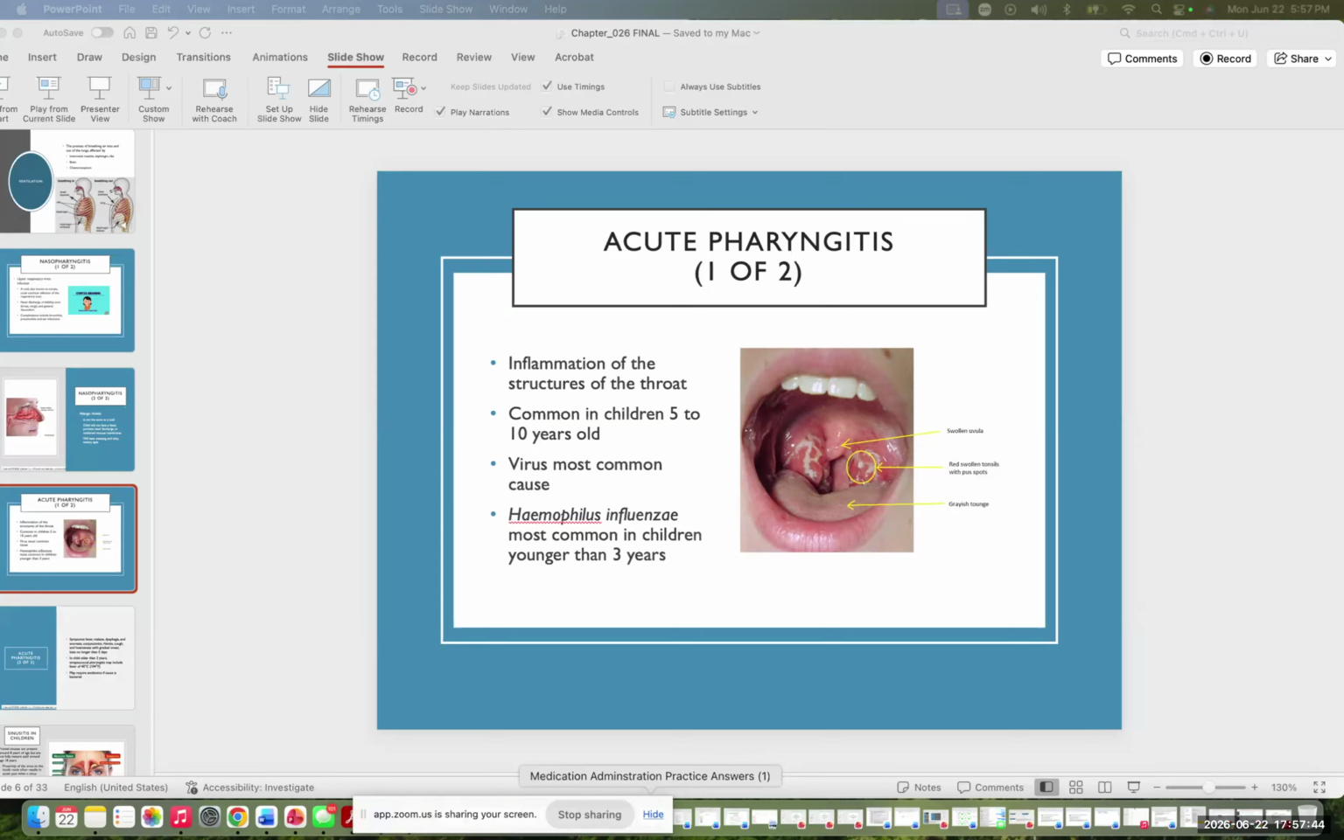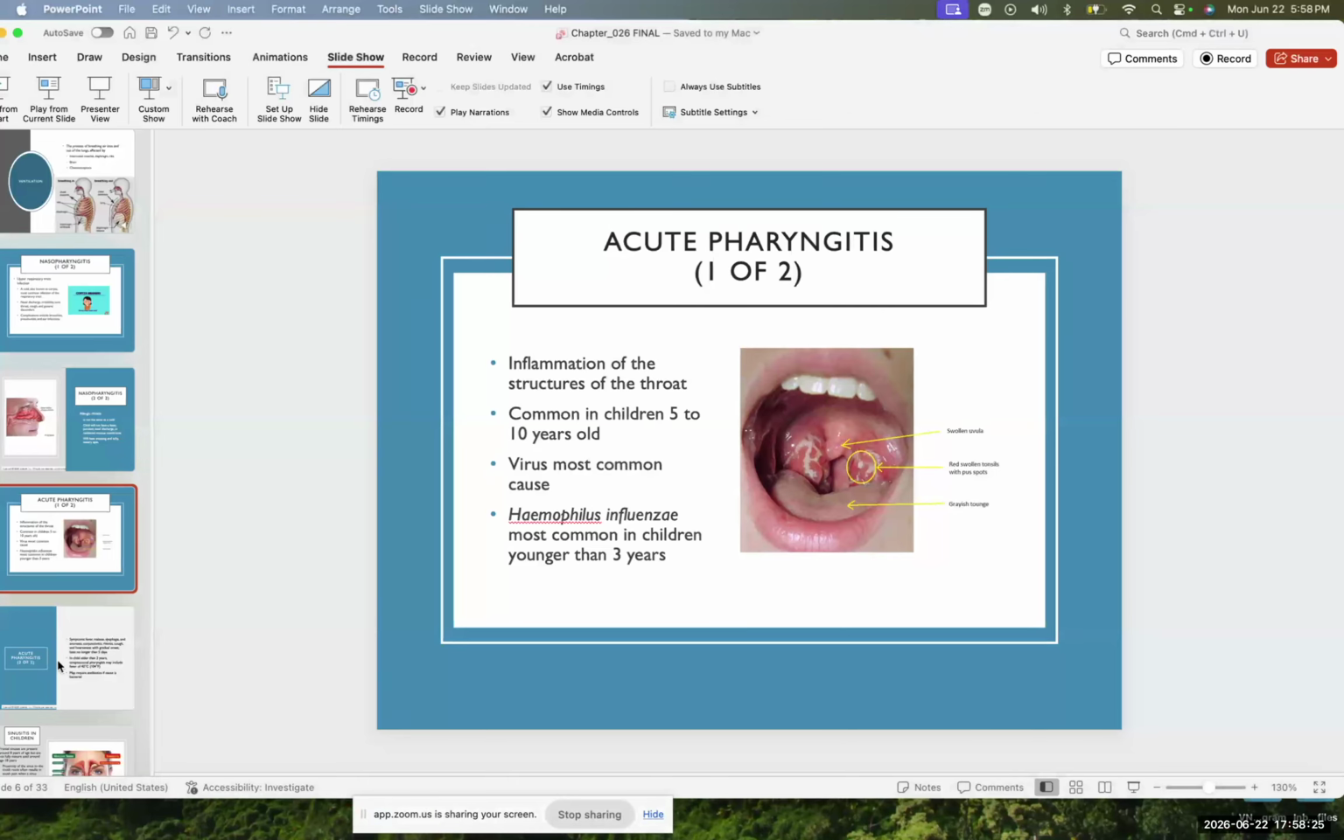so most common is Haemophilus influenzae in children younger than 3. Common in 5 to 10-year-old. What do you think is causing that? Annika. I don't know. What is the most common throat pharyngitis? Strep throat. 5 to 10. Strep throat. Strep, right? Streptococcus, right? That is a bacterial, right? Virus is also common, but acute pharyngitis.